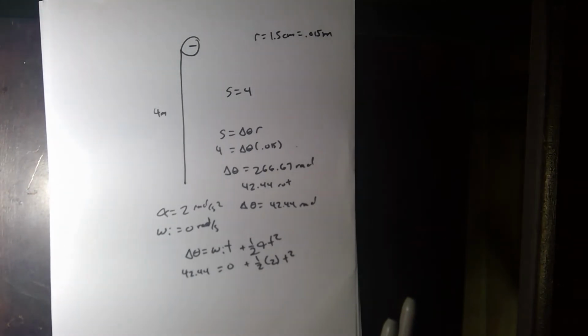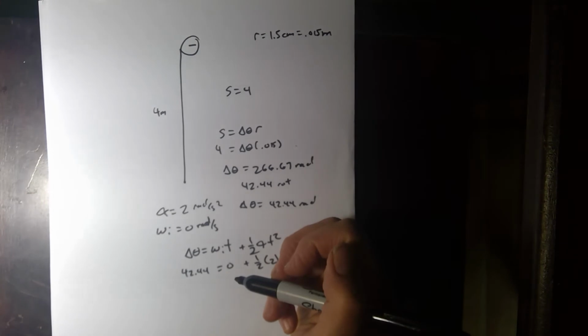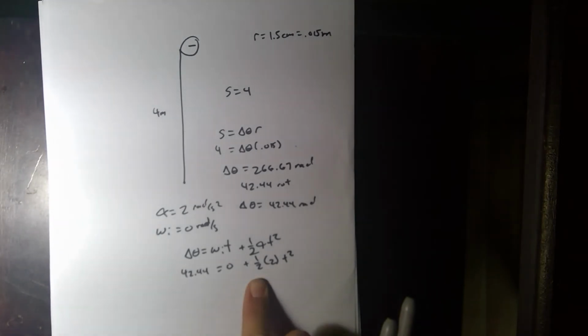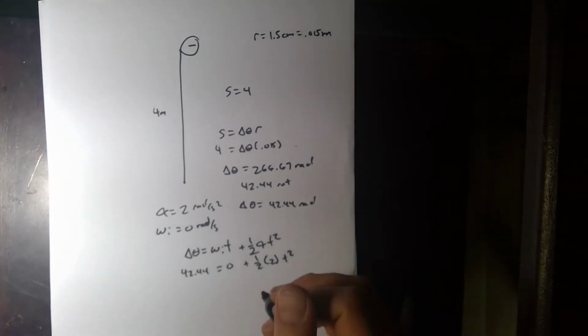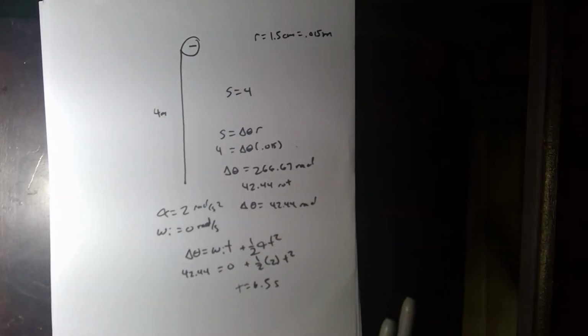Yeah, I did not. Did I screw up somewhere? What did I do wrong? Crap. 42.44, one half, 2, squared, time. What do I get? 6.5 seconds. No, that's what I did wrong.